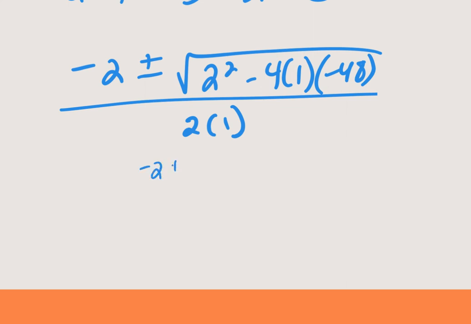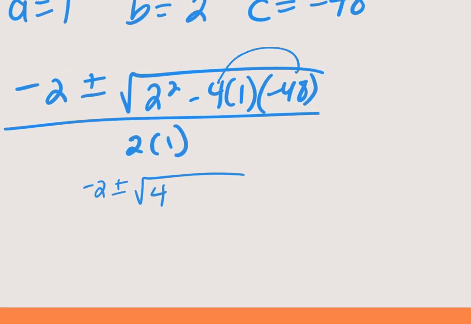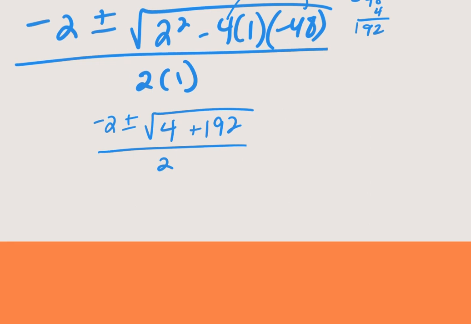Negative 2 plus and minus the square root of 2 squared is 4. 4 times 48 is 192. They're both negative, so it's positive 192 over 2. Negative 2 plus and minus the square root of 196 over 2. Pretty sure that's a perfect square. Is it?